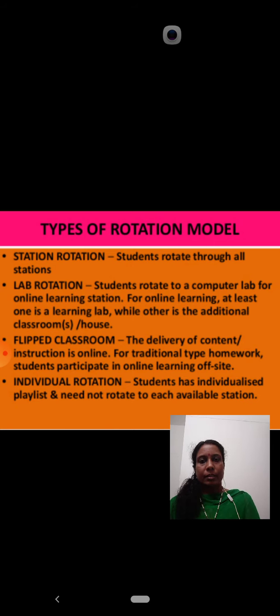Station rotation. Students rotate through all stations. Lab rotation. Students rotate to a computer lab for online learning station. For online learning, at least one is a learning lab while the other is the additional classroom or classrooms or house. Flipped classroom. The delivery of content or instruction is online. For traditional type of homework which you are giving here, the students participate in online learning off-site. Individual rotation. Students have an individualized playlist and need not rotate to each available station.